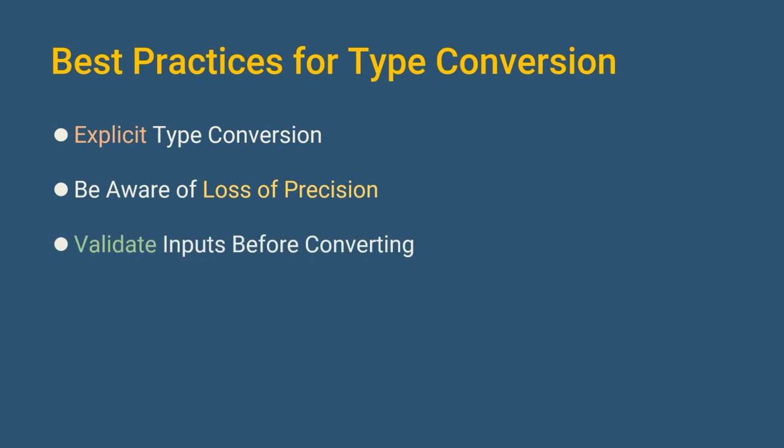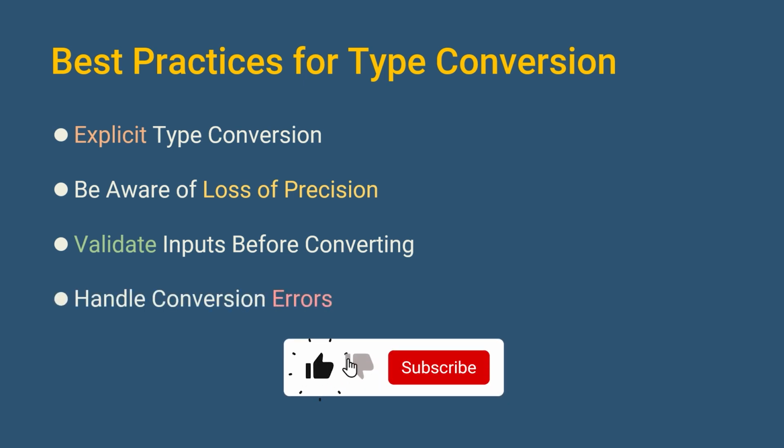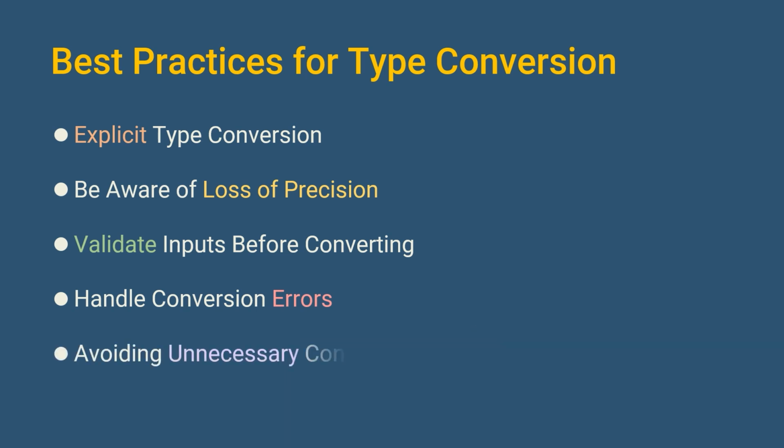Validate inputs before converting. Always validate and sanitize user inputs before performing type conversions. Ensure that the input is in the expected format to prevent errors. Handle conversion errors. Always handle potential conversion errors using try-except blocks to prevent your program from crashing. Avoid unnecessary conversions. Unnecessary type conversions can cause performance overhead. Convert types only when needed, and ensure that the conversion aligns with the intended use.